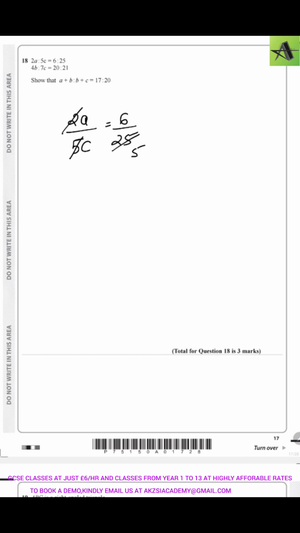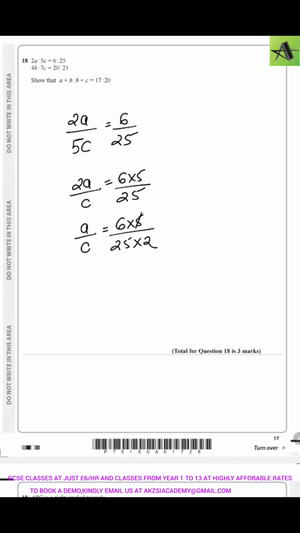If you think that this is a little harder for you to understand, let me do the cross multiplication. In order to remove this number, I'll multiply 5 to both sides. So this will become 2a over c is equal to 6 into 5 over 25. Similarly, to remove 2 from here, I'll divide by 2 on both sides. So this will be a over c equals 6 into 5 over 25 times 2, which is 5 times 5, 2 times 3. So a over c is 3 over 5, or I can say a is to c is 3 is to 5. Similarly, I can simplify 4b over 7c is equal to 20 over 21.